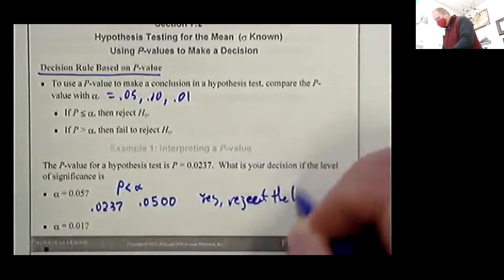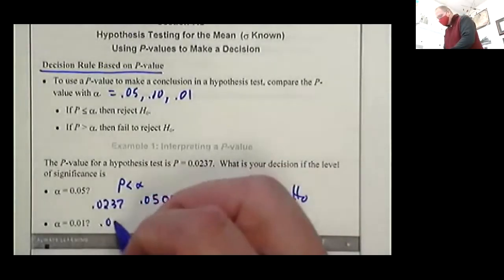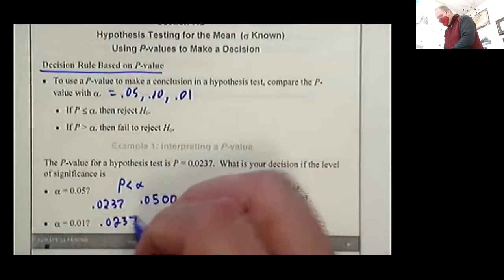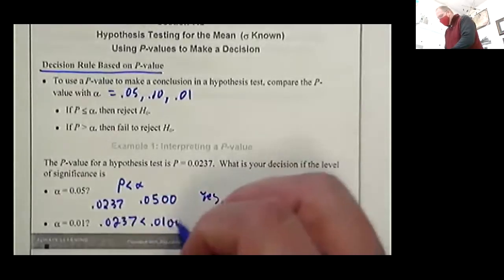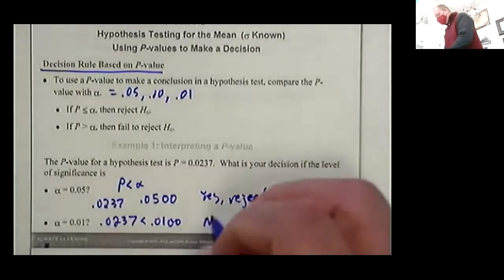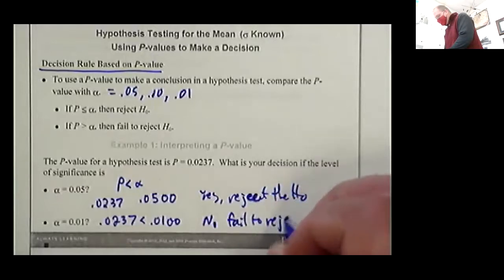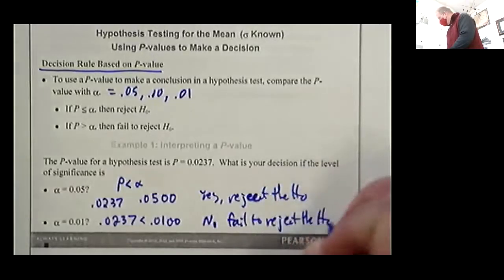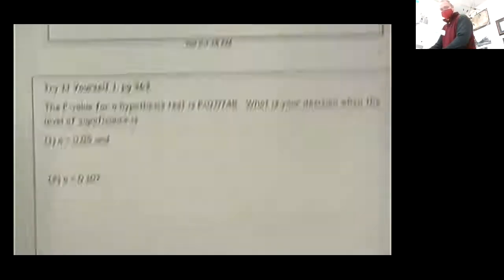What about an alpha of 0.01? Then we're asking the question, is 0.0237 less than 0.01? Again, we can add zeros to make the numbers look similar. There's no way that 0.02 is smaller than 0.01, so no, we fail to reject the null hypothesis. Go ahead and pause the video and try it yourself.